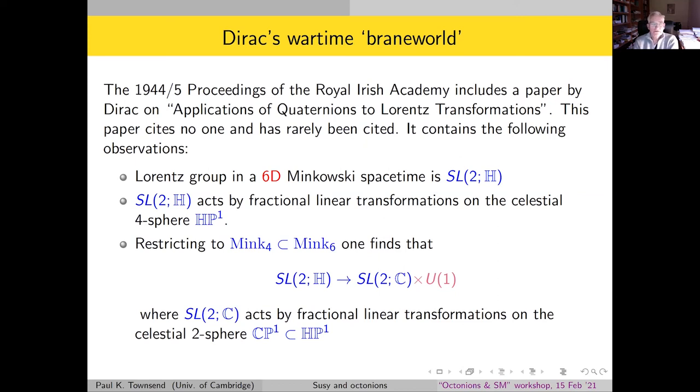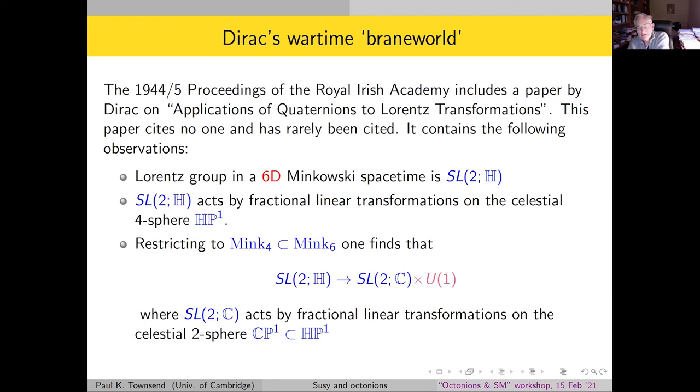What he did was to point out, not quite in this order, that the Lorentz group in a six-dimensional Minkowski spacetime can be viewed as the special linear group of two-by-two matrices over the quaternions. Essentially he did that by starting with an application of that group as fractional linear transformations on the celestial four-sphere, a four-sphere in six dimensions, which is the quaternionic projective line. Of course, he was actually interested in Lorentz transformations in four dimensions, because in those days it would have been absurd to start discussing physics in six dimensions. So he first introduced that, and then he tried to get down to four dimensions by saying that four-dimensional spacetime would be embedded in this larger six-dimensional spacetime.